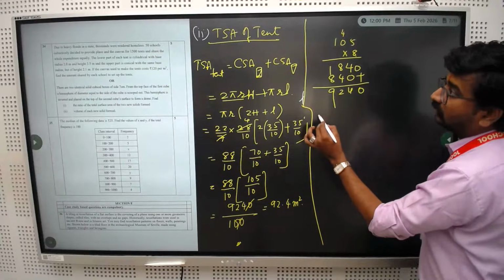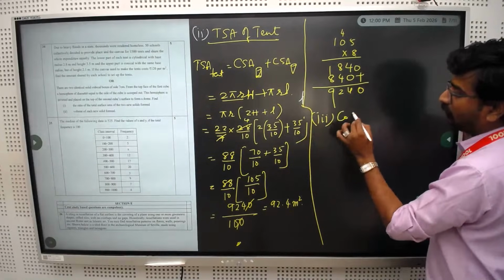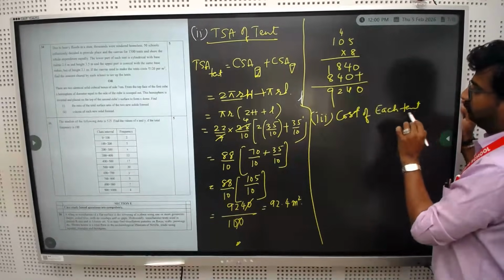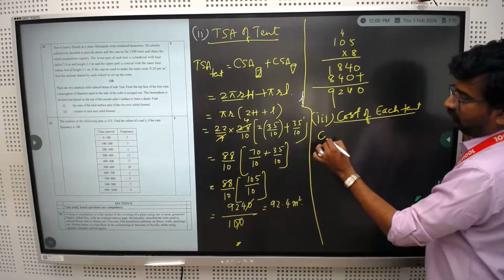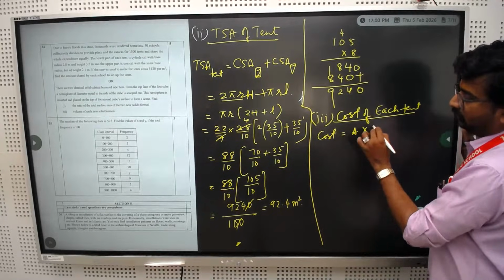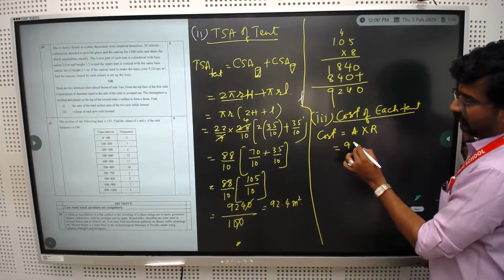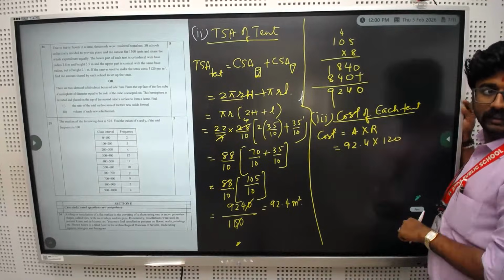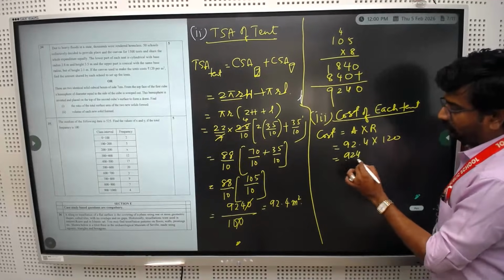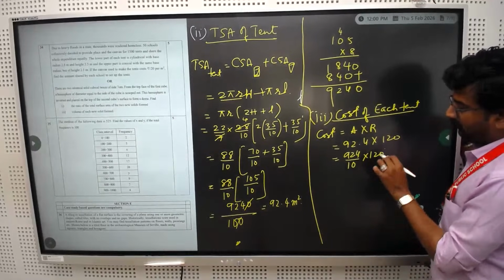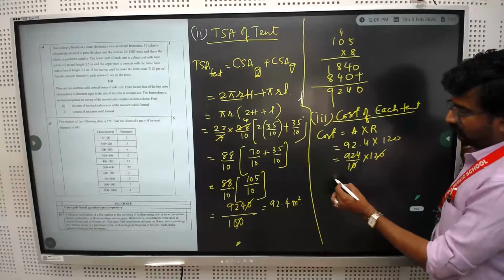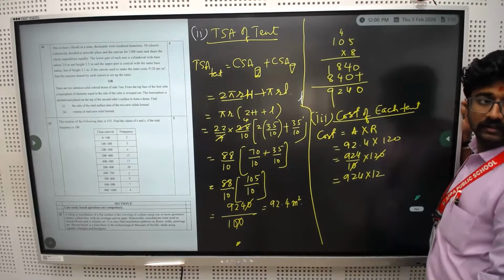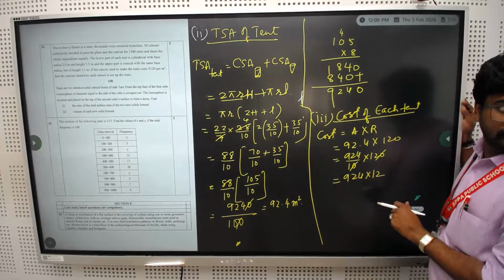120. Very good. Third will be the cost of each tent. Cost is equal to area into rate. Area 92.4 into 120. Again here also use a technique. 924 by 10 into 120. 0 0 cancel.